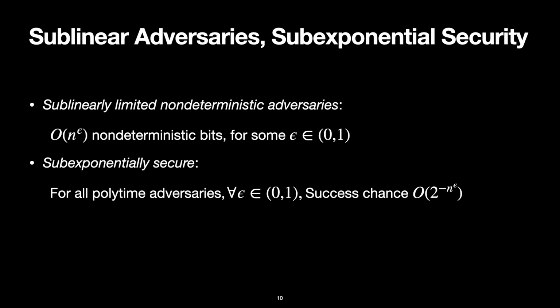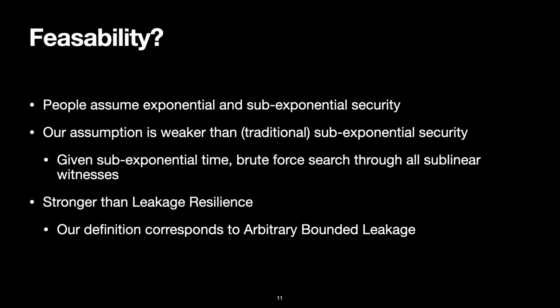Now, is a sublinearly limited non-deterministic adversary even a feasible assumption to make? Well, people will assume exponential and sub-exponential security in cryptographic settings, and the assumption of a sublinearly limited non-deterministic adversary is actually weaker than the traditional sub-exponential security assumption, because given sub-exponential time, you could simply brute force search through all sublinear witnesses to see if any of them work.